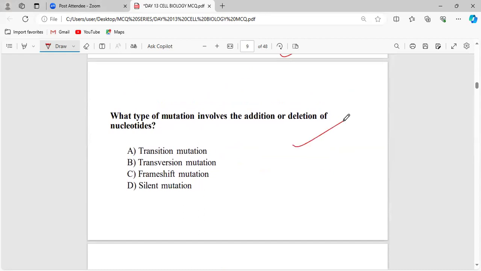So the first question: what type of mutation involves the addition or deletion of nucleotides?